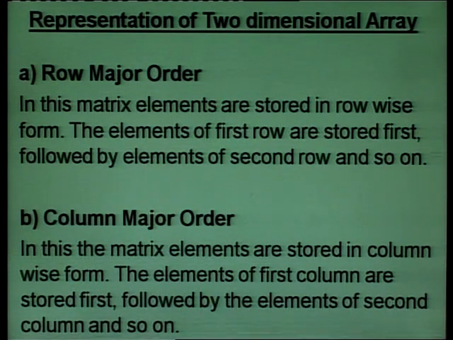In row major order, the elements of the matrix are stored in row-wise form. We store the first row first and then the second row and so on, till all elements are completed. And the second one is column major order. In this, the elements are stored in column-wise form. First we store the first column, then the elements of the second column and so on, till all the elements are stored in the memory.